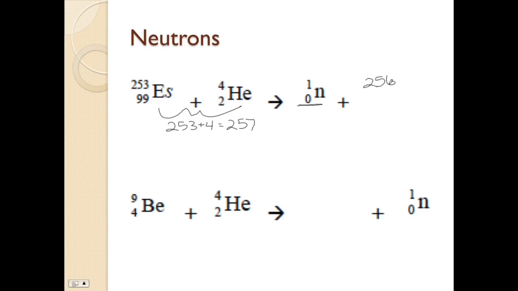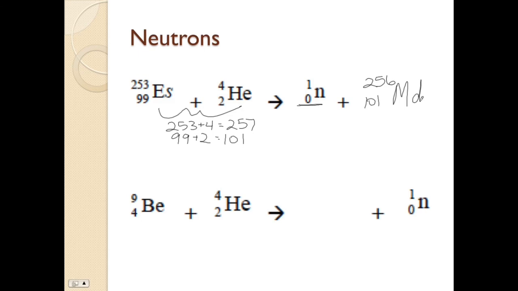So we want to do the same thing. We've got 99 plus 2 is 101. And we want 101 total on the other side. Do we have anything for our charge on the other side? No, so we can just put 101. And 101 is, the symbol's Md, Mendelevium, I think. Md is the important part. Fairly certain it's Mendelevium. So still, the math hasn't changed.